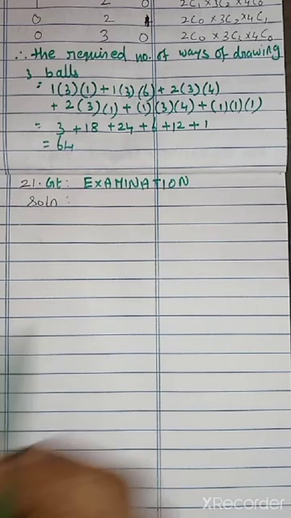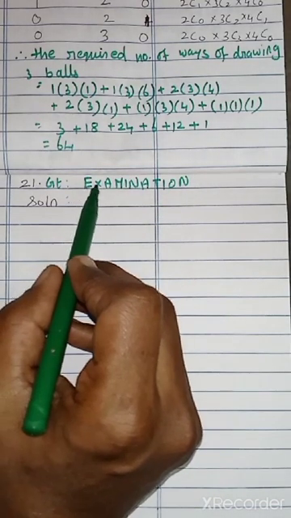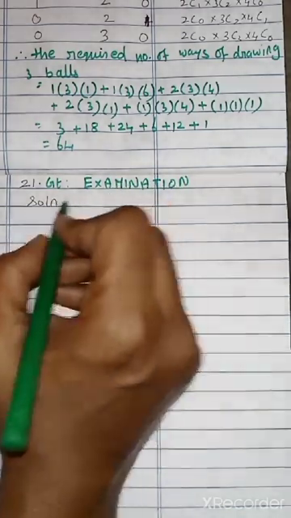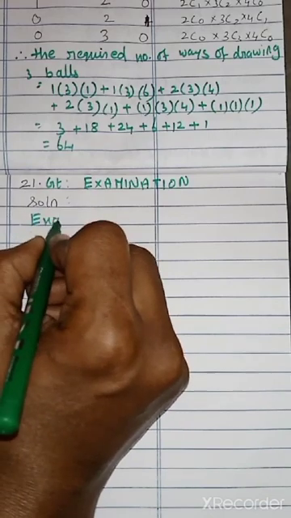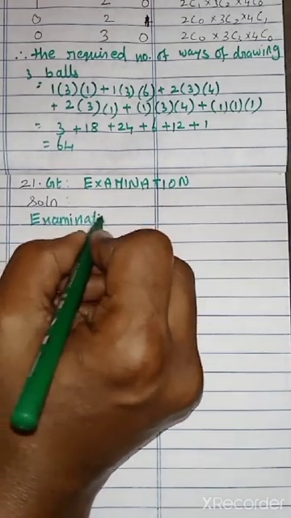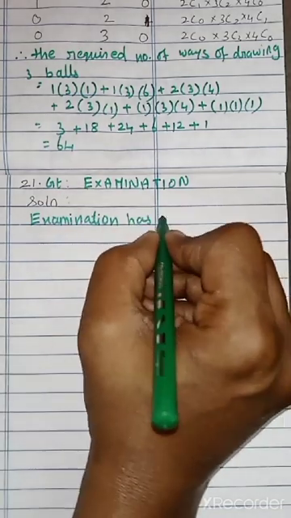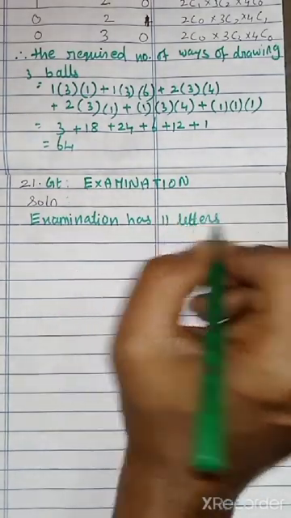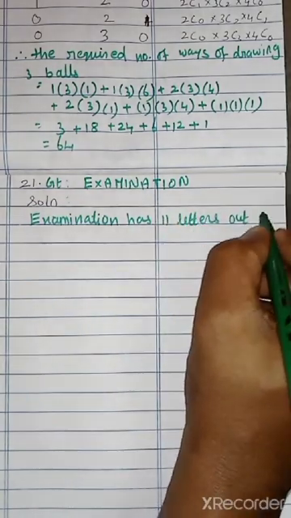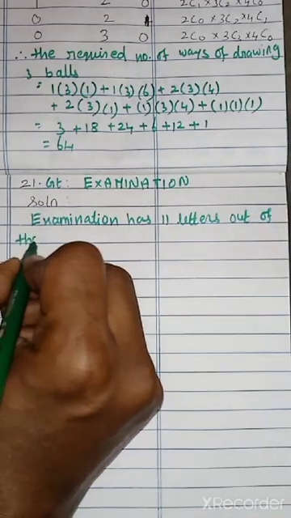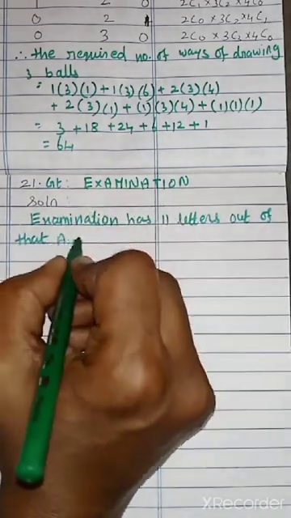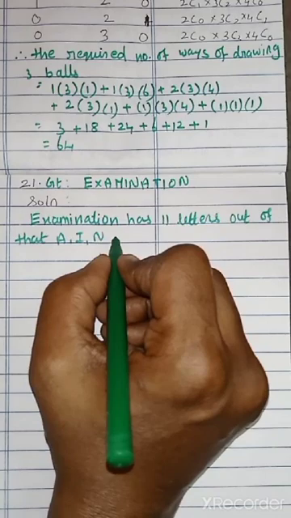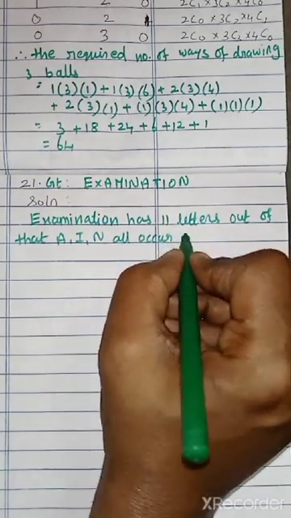Now in EXAMINATION, how many letters are there? 1, 2, 3, 4, 5, 6, 7, 8, 9, 10, 11. Correct? So how can we start? Examination has 11 letters. Are any letters repeated? Yes. Out of that, A, I, N all occur twice.